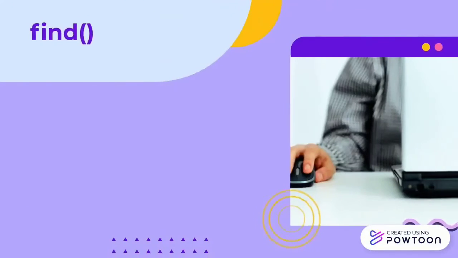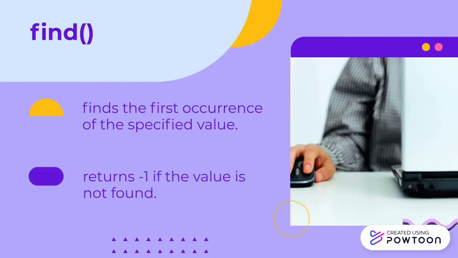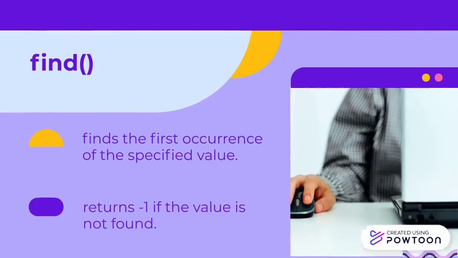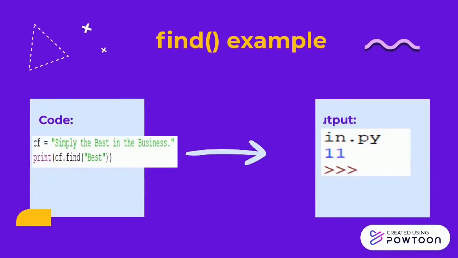14. Find. Finds the first occurrence of the specified value. Returns -1 if the value is not found. Here's an example. We have used the find function, and it outputs the position of the word.